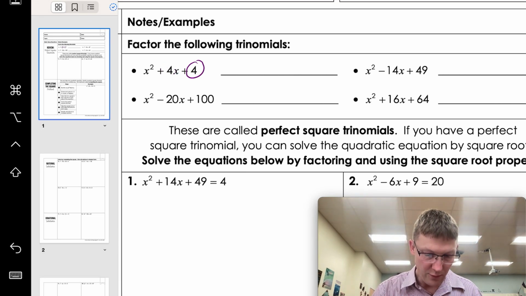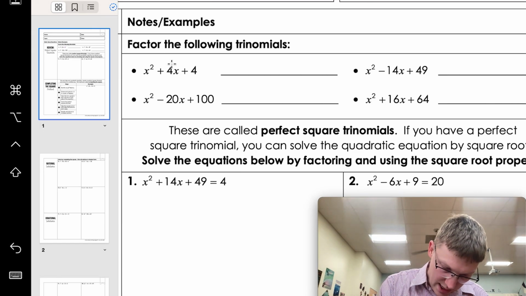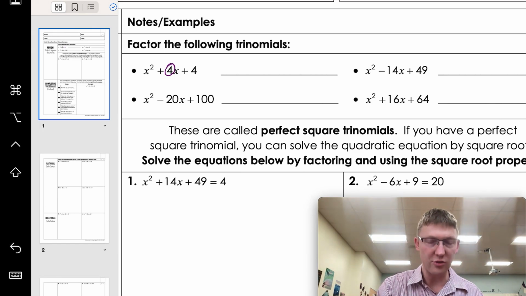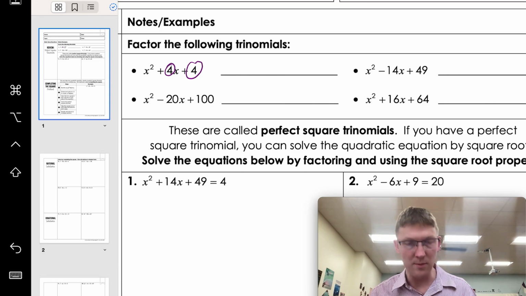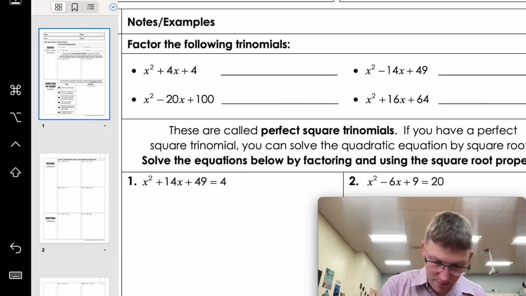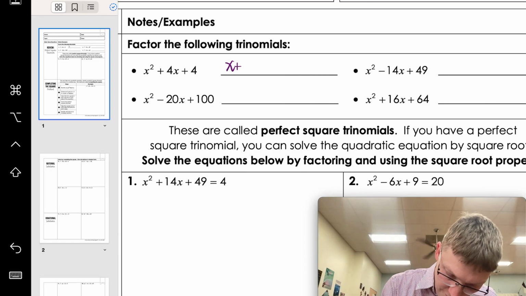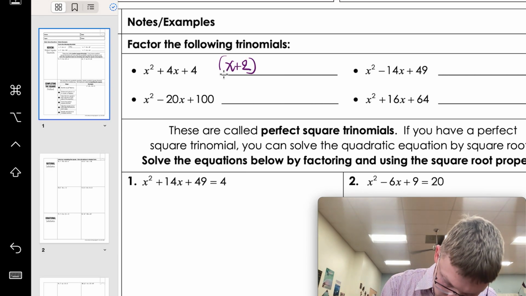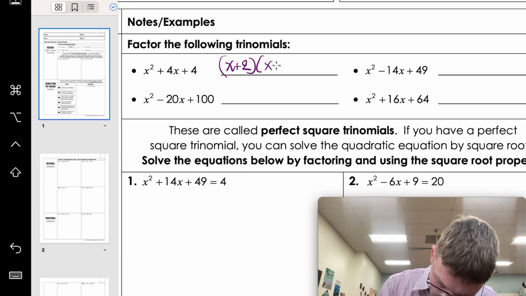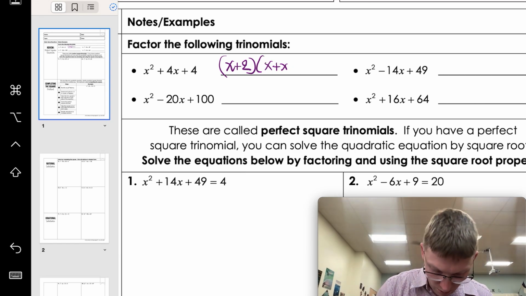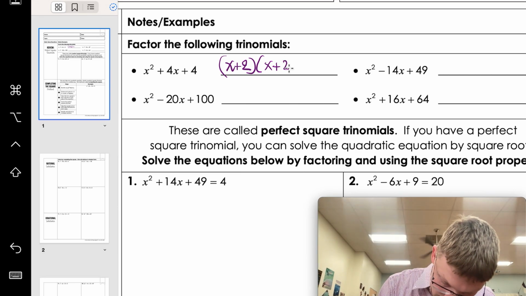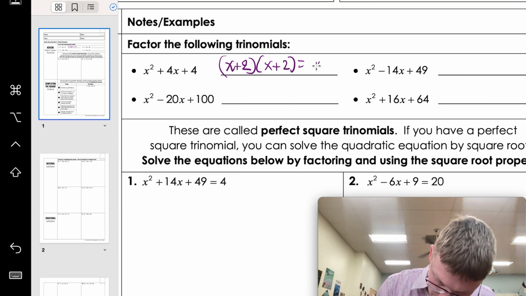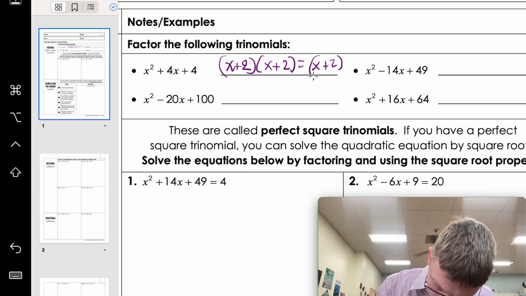But if you notice that if we take half of this number and square it, we get this number, that's how we know that it's a perfect square trinomial. When that happens, we factor it as x plus 2 times x plus 2, or x plus 2 times itself, which is also equal to x plus 2 squared.